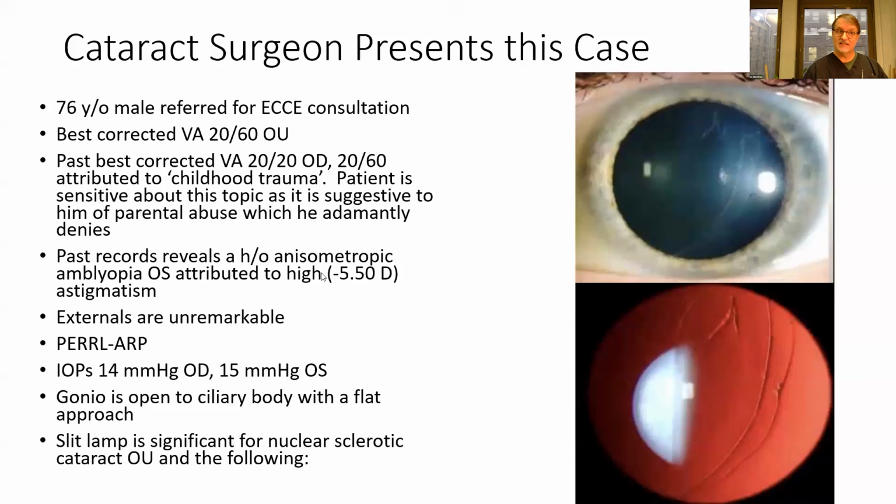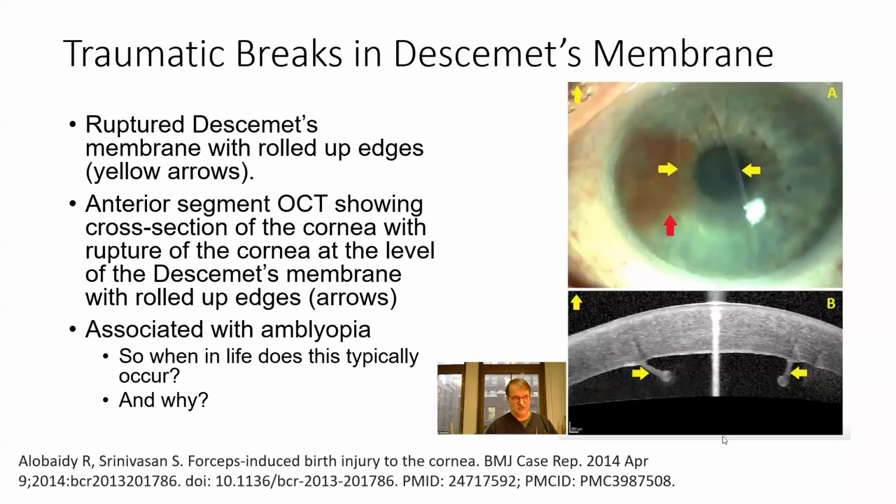He did have a history in that eye of anisometropic amblyopia, and it was attributed to very high astigmatism. Externals were unremarkable, pupils were normal, as were IOPs, gonioscopy, and slit lamp was significant only for this clinical appearance. And here's these vertical streaks in here, but these are not in the posterior stroma. These are at the level of Descemet's membrane, and I can show you that. Here they are at Descemet's membrane.